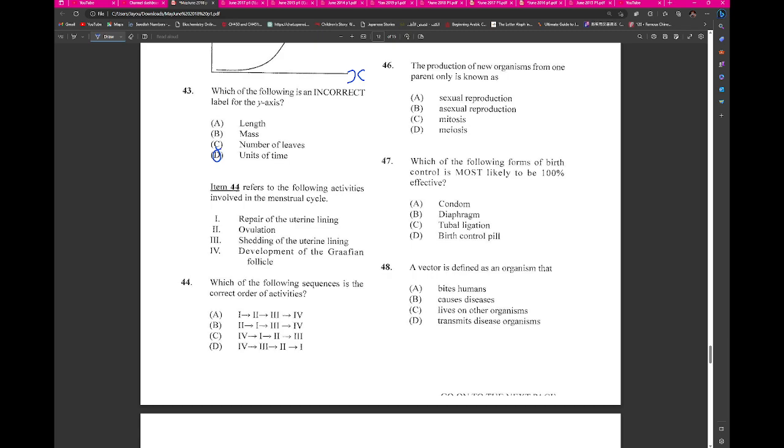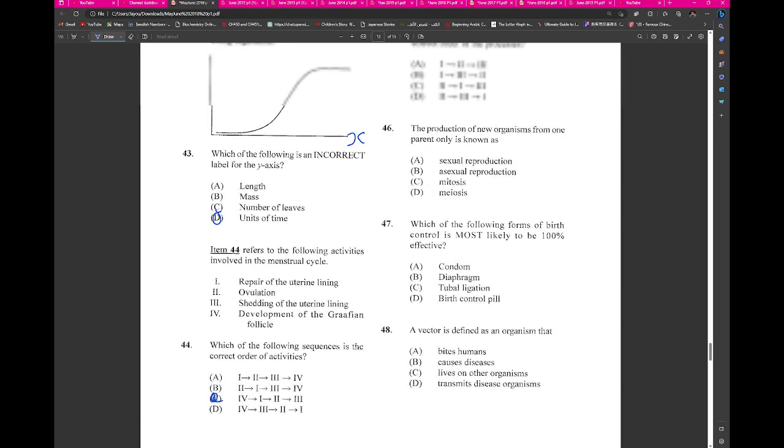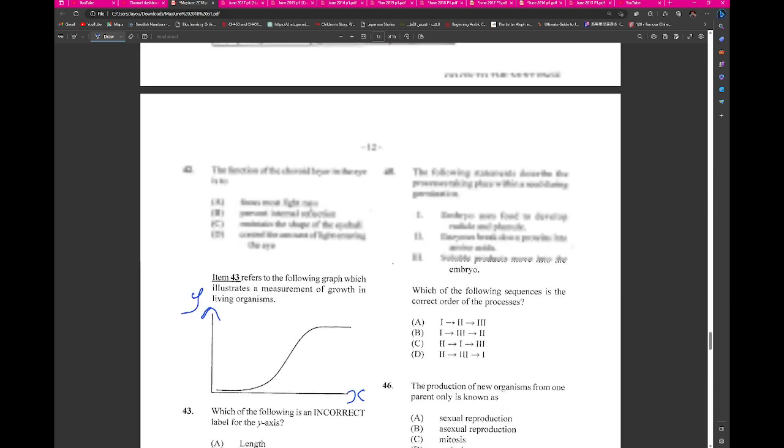C says Graafian follicle, then repair, then ovulation, then shedding. I think C is the best answer. The Graafian follicle will allow for the production of estrogen to build the wall. The following statements describe the processes taking place within a seed during germination. Which is the correct order?